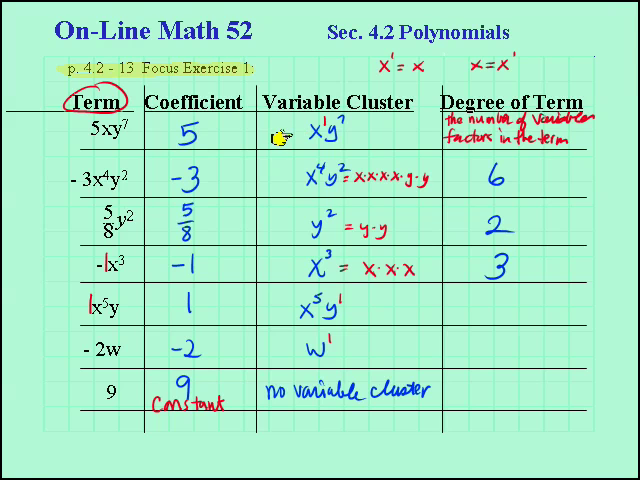This first one I didn't even do yet. Remember, the x has a power of 1, so its degree is 8. We have to consider that 1 that's there. Likewise, down here, the degree is 6. We have 5 x variable factors and 1 y factor, so a total of 6 factors. This has a degree of 1. This has a degree of 1. And when there's no variable cluster, the degree is 0. So the degree of a constant is just 0. Okay? Well, that's focus exercise 1 from page 13 in section 4.2.